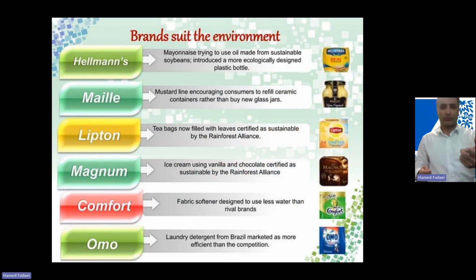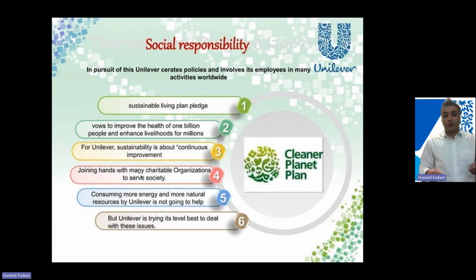Hellmann's is the product that produces sauce and mayonnaise. Domestos is just producing the refill ceramics container. Lipton, you know, is everywhere, tea. Magnum is a kind of ice cream. Comfort is just tissue. Omo is for cleaning stuff. We will use it.